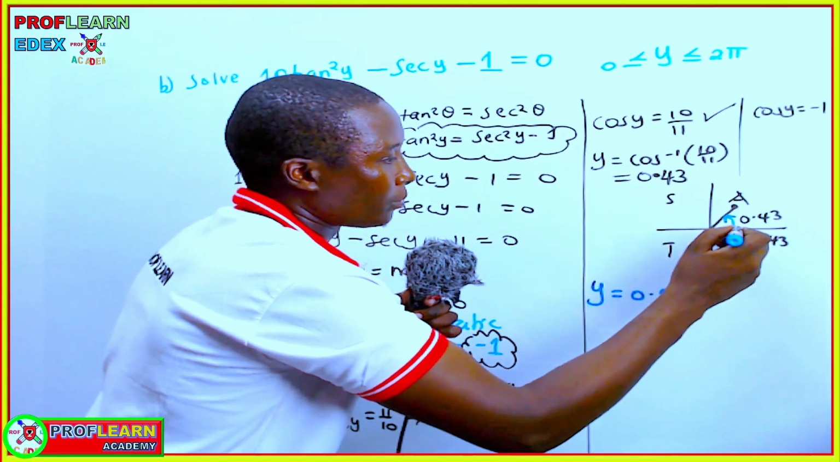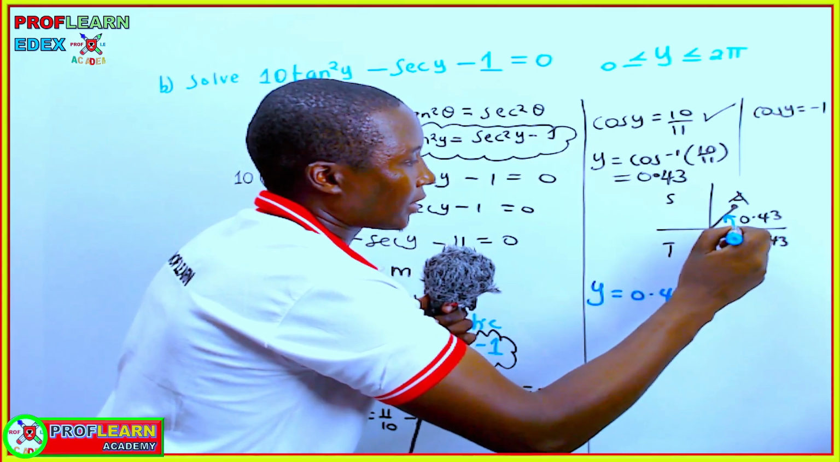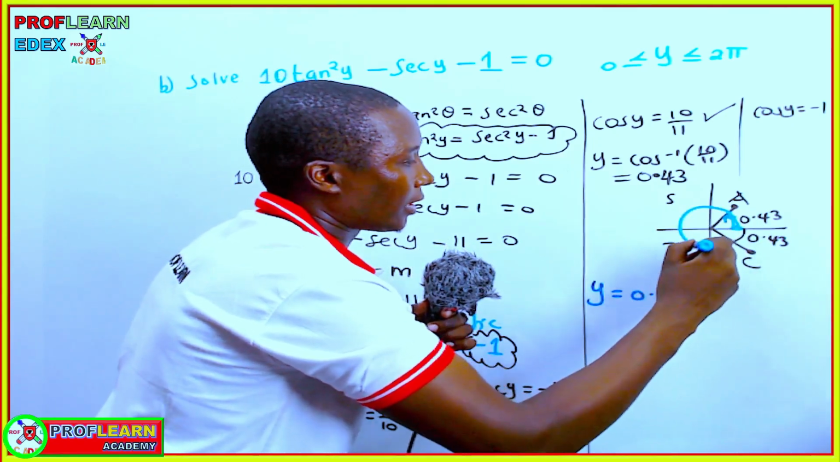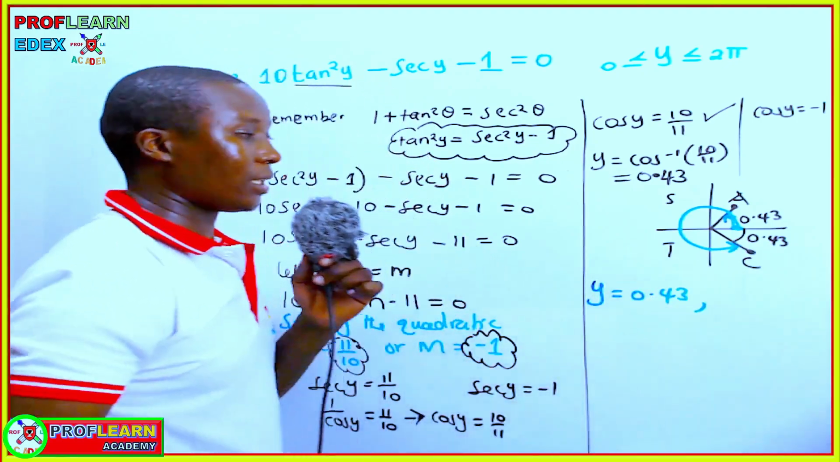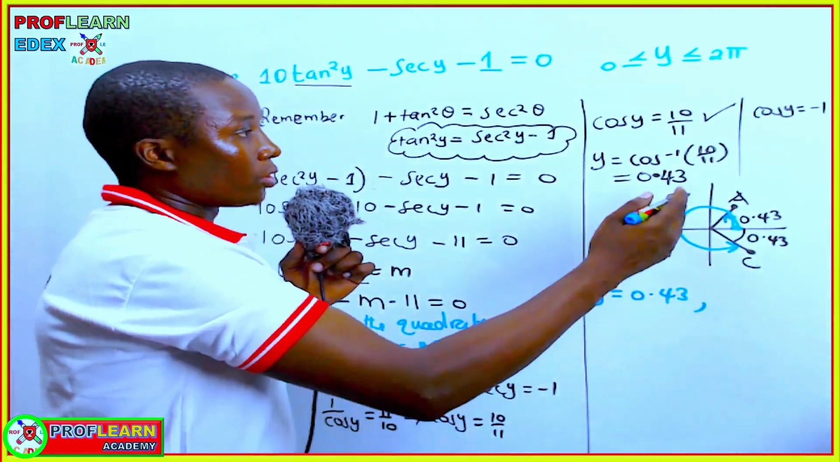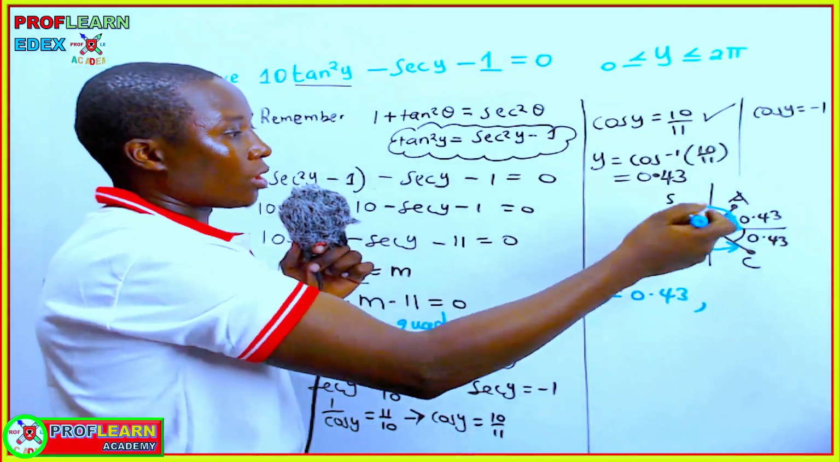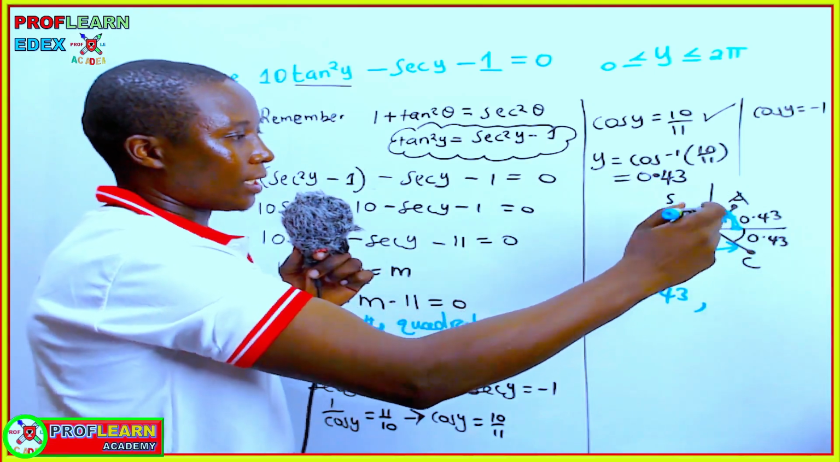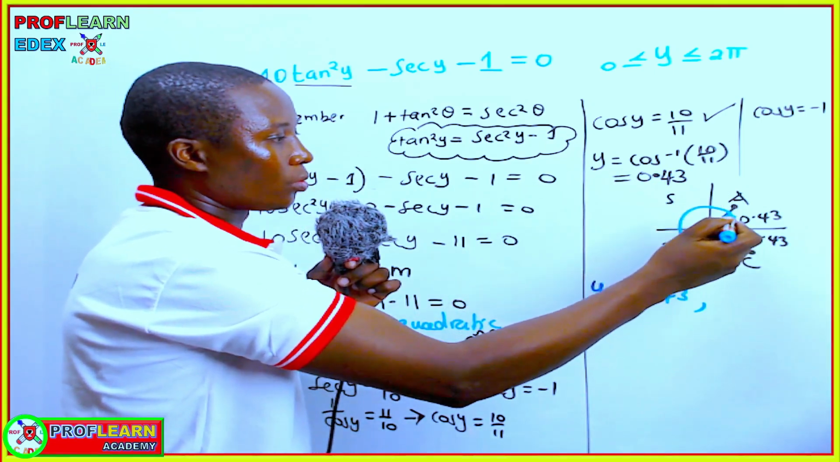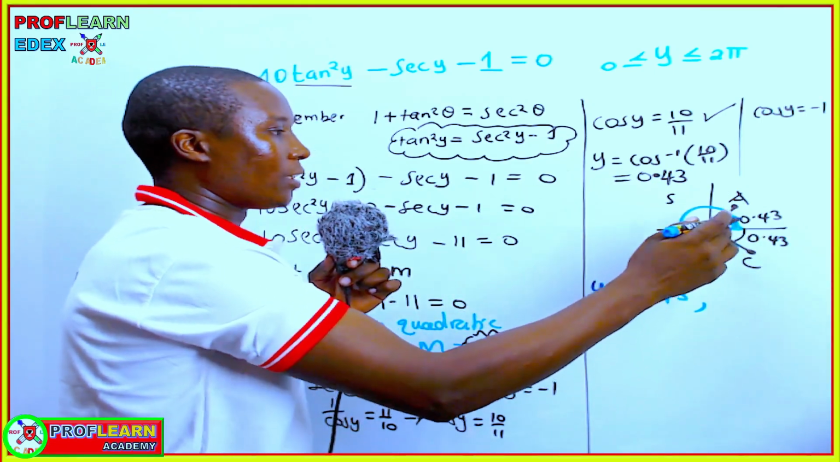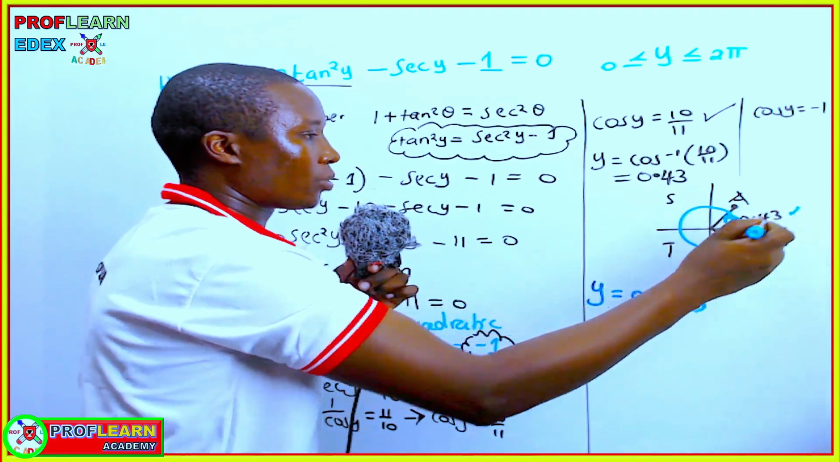The other angle is moving from the x-axis in the anti-clockwise direction up to that particular point. Because we are finding positive angles, you are going to move anti-clockwise like that, from this point again to this point, where this angle is 0.43, so that's one of the angles.